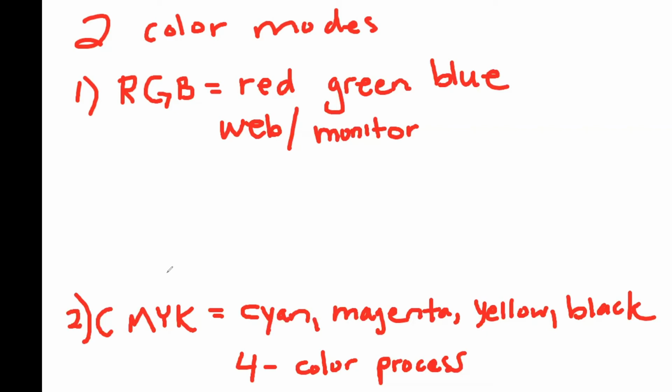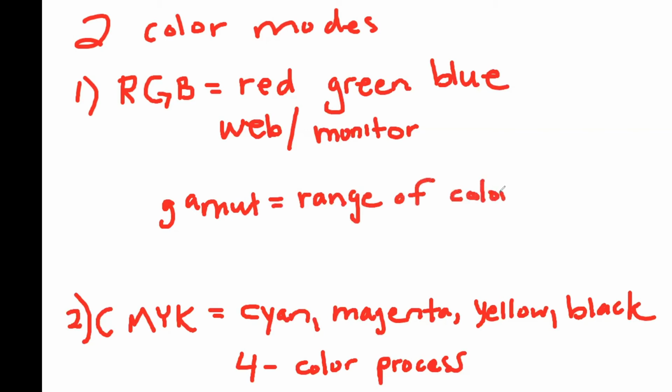Now, that being said, one of the things that you have to pay attention to when you're working in these various color modes is this concept called gamut. And gamut is just a fancy word for saying range of color. The reason you have to understand that is because in RGB, which is the way you see color on a computer screen, it has a much larger gamut or wider gamut than CMYK, which in simple terms means that there are colors I can see on my computer screen that can't necessarily be printed on paper.